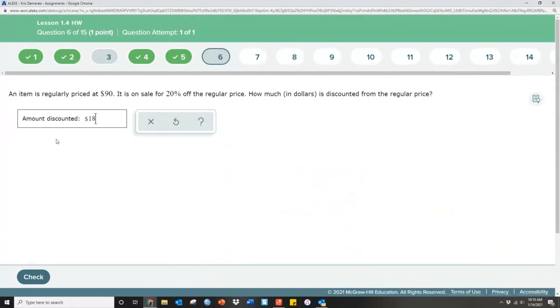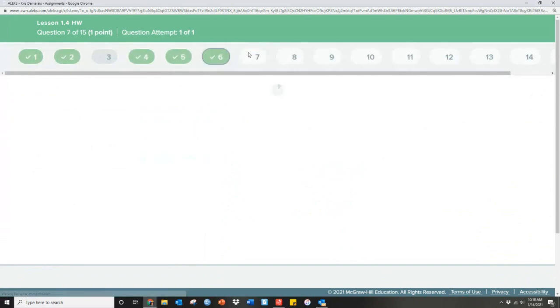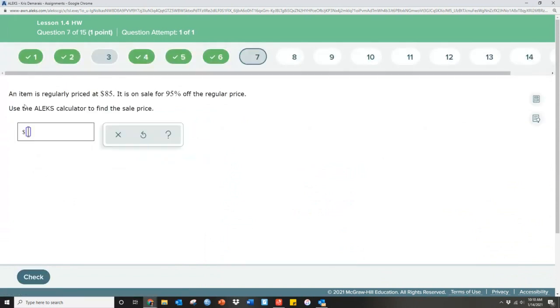If it asked what's the amount of the new price or something like that, then it would be 90 subtract 18. But I have a unique way of doing that, if that's the question, so I'm going to share that with you. An item is regularly priced at $85. It is on sale for 90% off the regular price. Use the calculator to find the sales price.